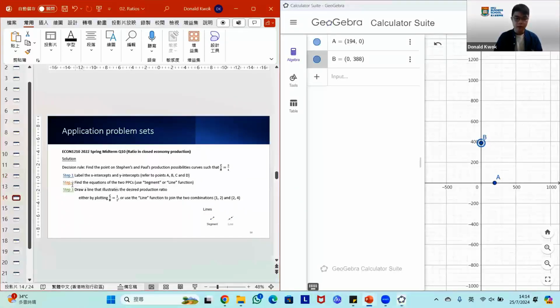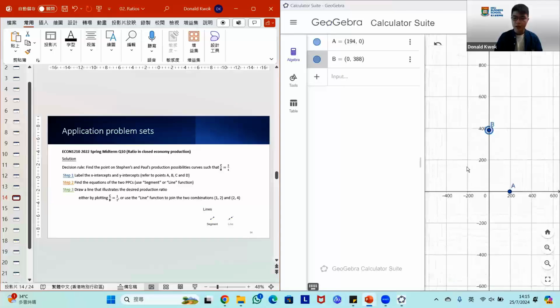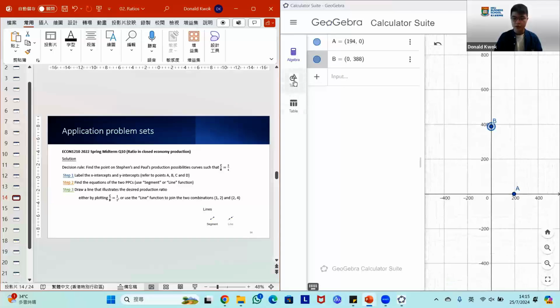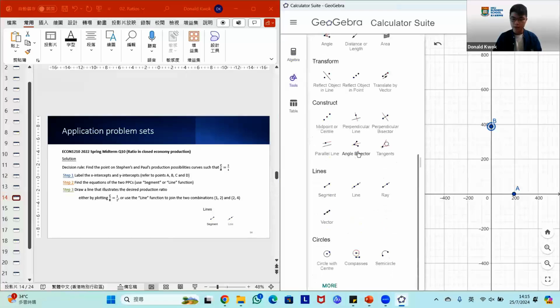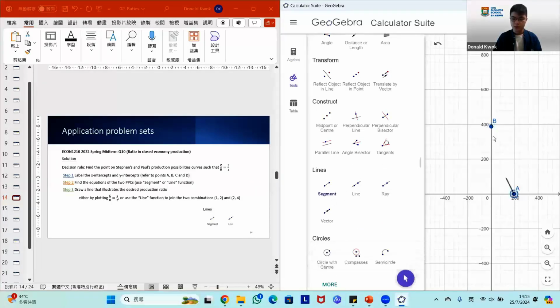And we can move on to step 2, to find the equation of their respective PPC. How can we do that? We would use a functionality in GeoGebra. Click Tools, and then scroll down to find something called Segment. What you need to do is to click the two points, and then GeoGebra will help you draw the line segment that passes through points A and B.